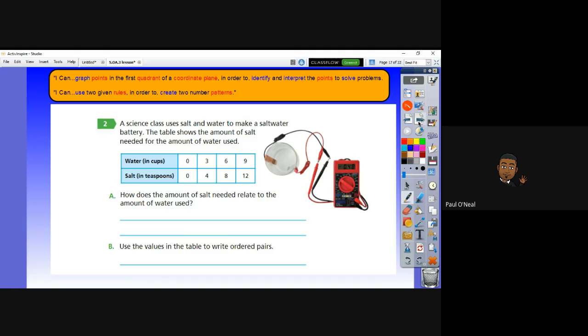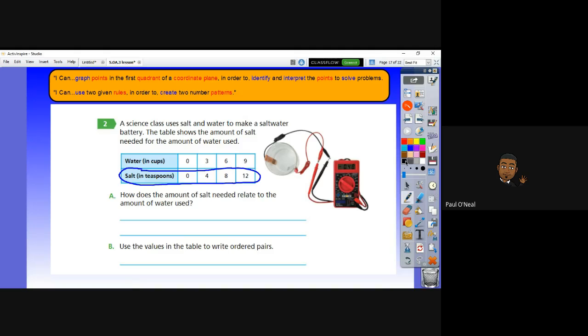Okay, so here goes another question. How does the amount of salt, this is what they're asking about, how does the amount of salt needed relate to the amount of water used? What do you think? How does the amount of salt relate to the amount of water used?